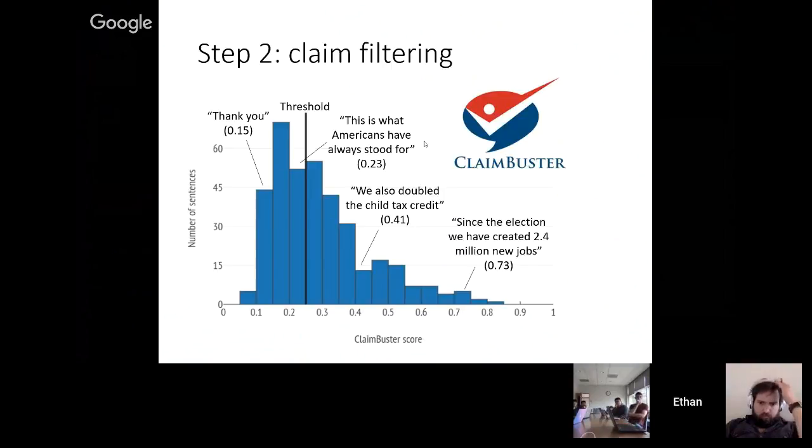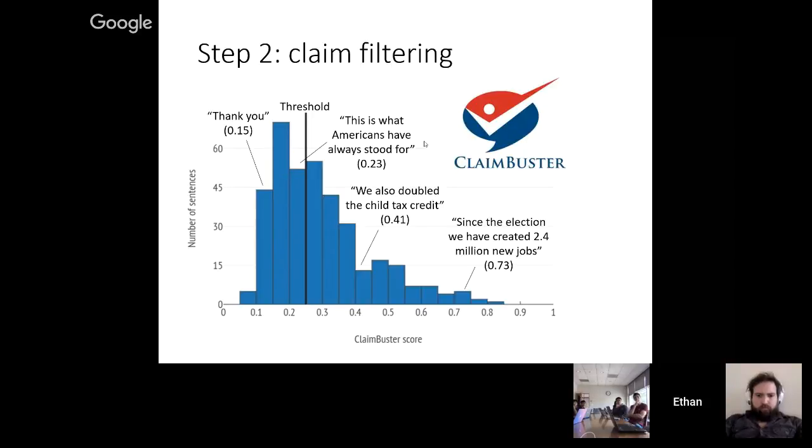So here we have 4 examples from the State of the Union. For example, "thank you" is given a score of 0.15. "This is what Americans have always stood for" is given 0.23. And both of these sentences, we can't really fact check. Even a sentence like "Americans have always stood for patriotism," that's not something we can really fact check.